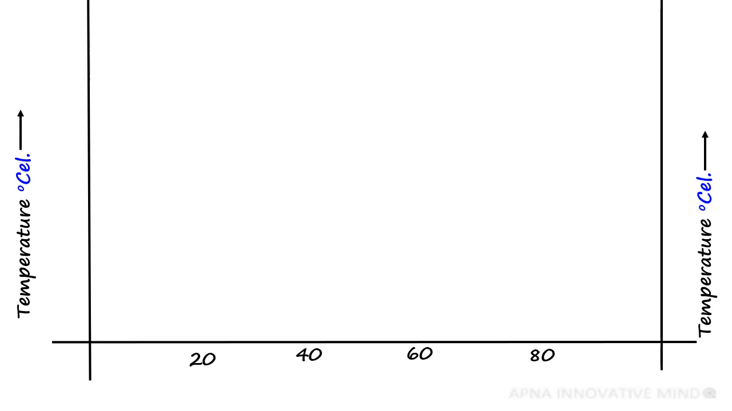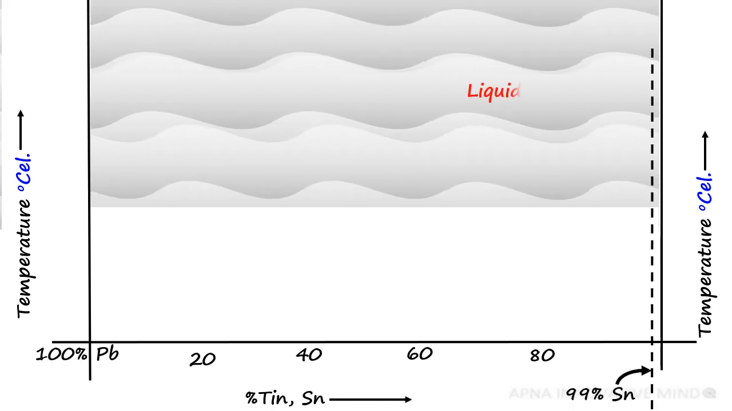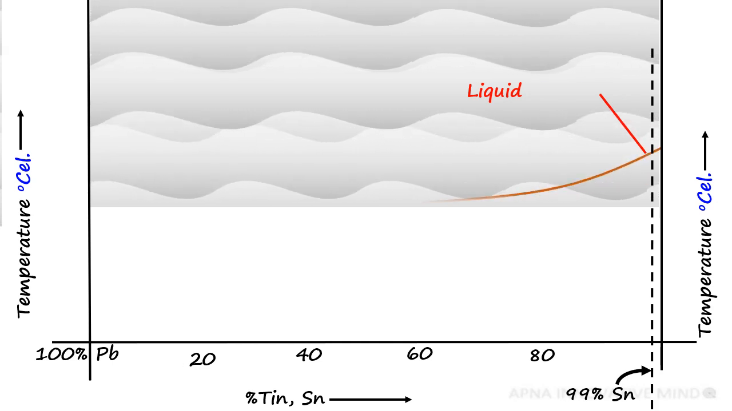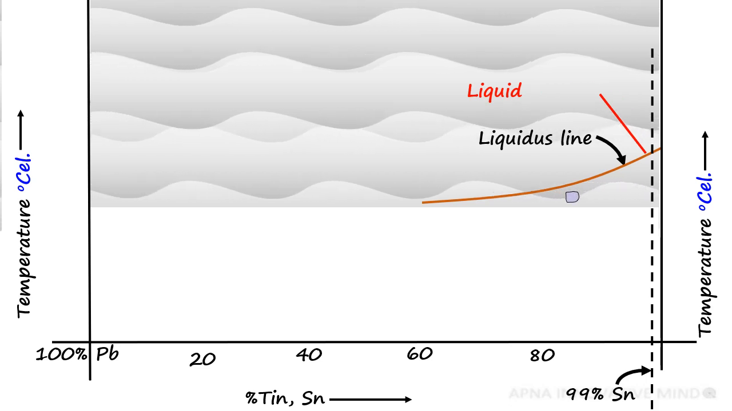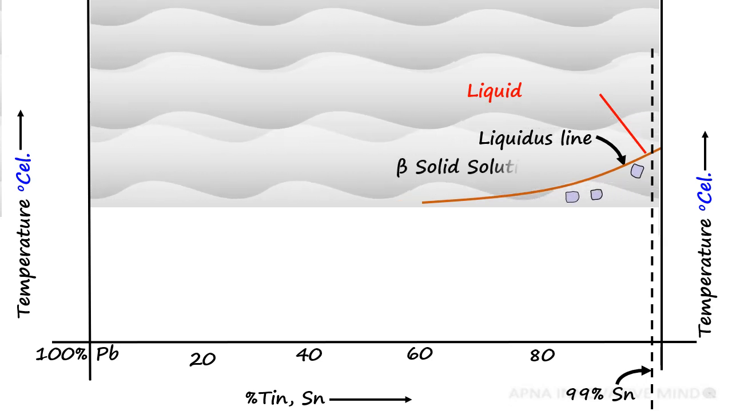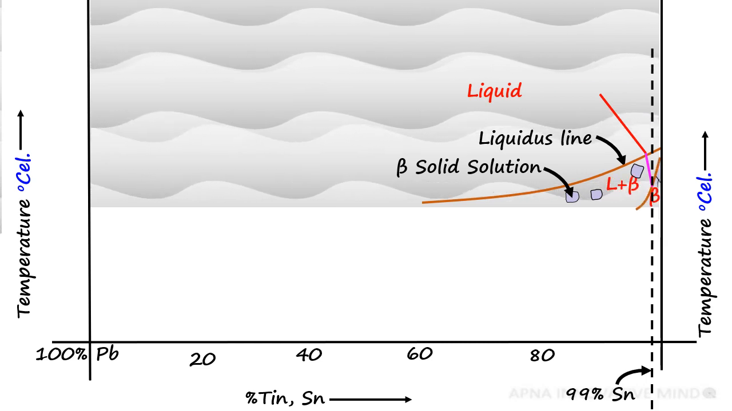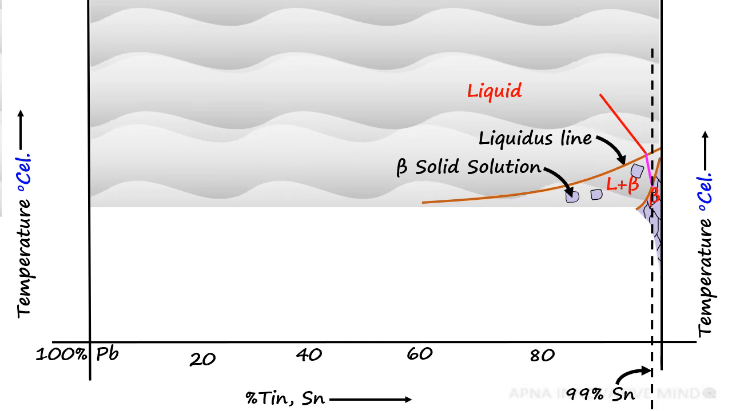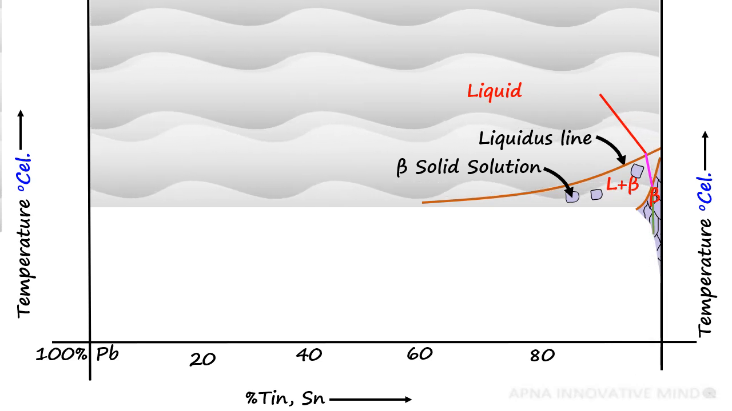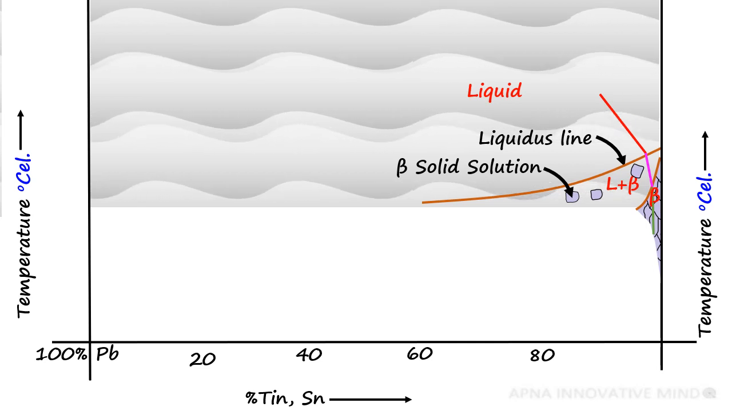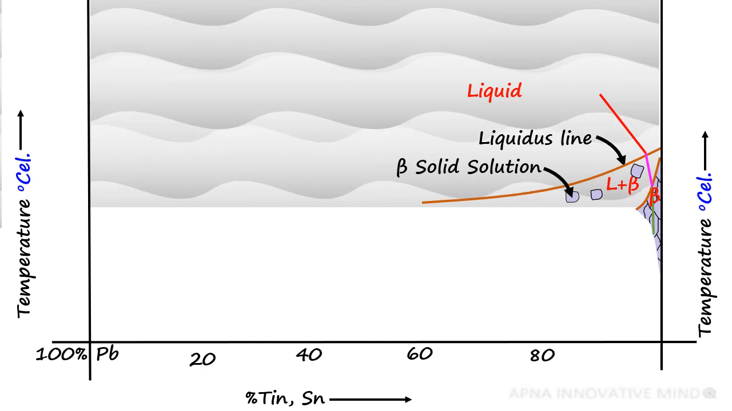When an alloy consisting of lead and tin with 99% tin is heated to liquid phase, then on cooling below the liquidus line, solidification starts. Then crystals of lead and tin solid solution start forming. On further cooling, when it reaches below the line separating liquid plus beta and beta solid solution, it will completely transform to beta solid solution. As lead and tin are soluble in each other, here we have a common crystal structure of lead and tin atoms.